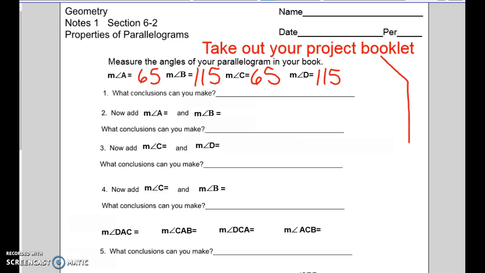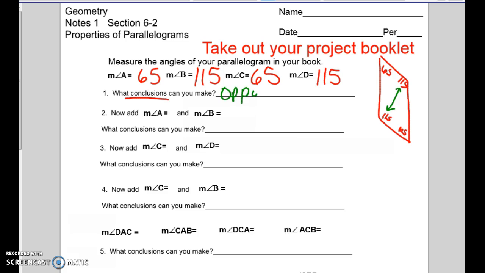Okay, hold on. With us, please. So we had 65, 115, 65, and 115. So what was our conclusion? Good. Opposite angles. Absolutely. We notice here that our opposite angles are congruent.